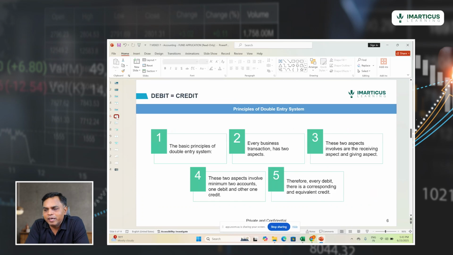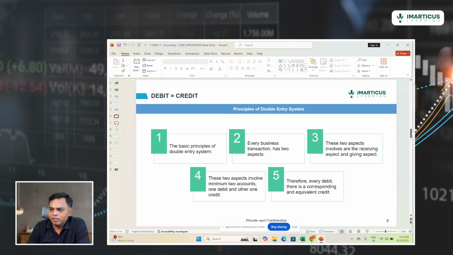Now, the double entry system is based on the principle that every debit is equal to every credit, or every credit is equal to debit. That is the basic principle. Every transaction we spoke of has two aspects: one on the debit side and one on the credit side. So both aspects of the account are actually recorded.